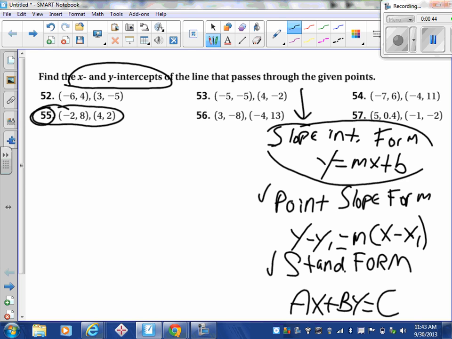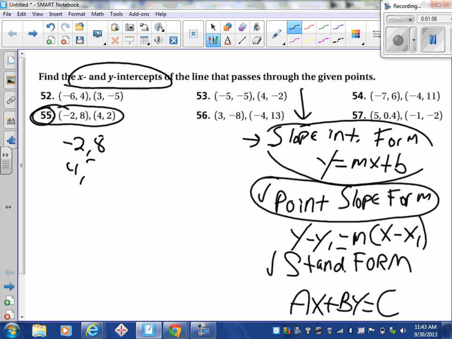I want to start with slope-intercept form first. Now, let's go with point-slope form because that's the easiest one to go with in the beginning. So if I give you 2 points, we need to find the slope. So I need to do the line in L. So I'm going to take -2, 8, and 4, 2.